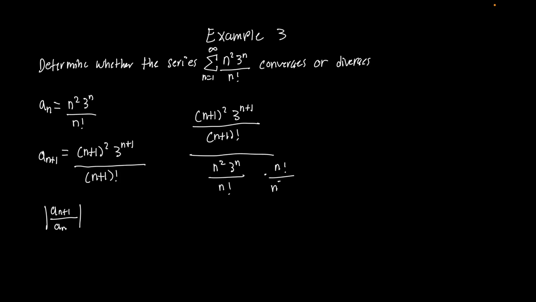So it just saves, like, I don't know, a few seconds, but for example I will, and you should always, just in case you make a misstep in multiplying by the reciprocal. But now we know this is going to be equal to n plus 1 squared times 3 to the n plus 1 over n plus 1 factorial, all of this multiplied by n factorial over n squared times 3 to the n.